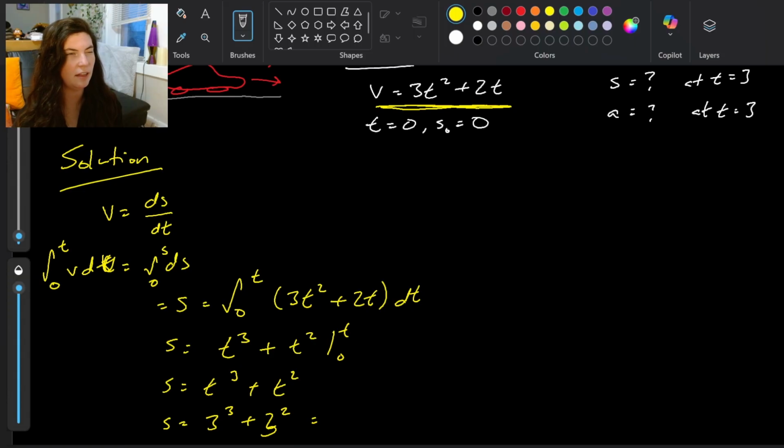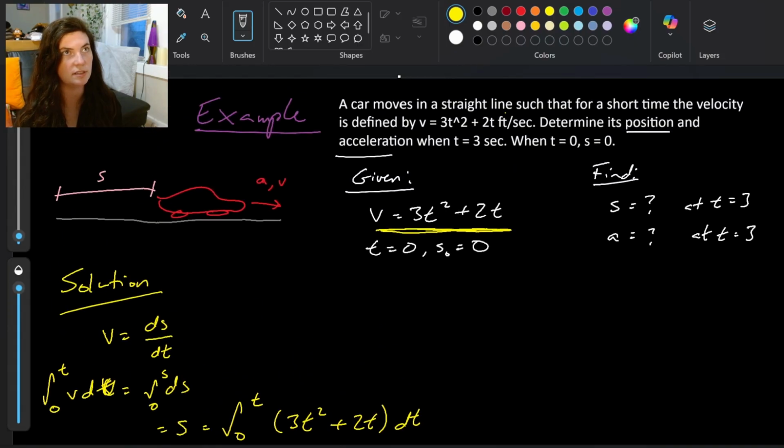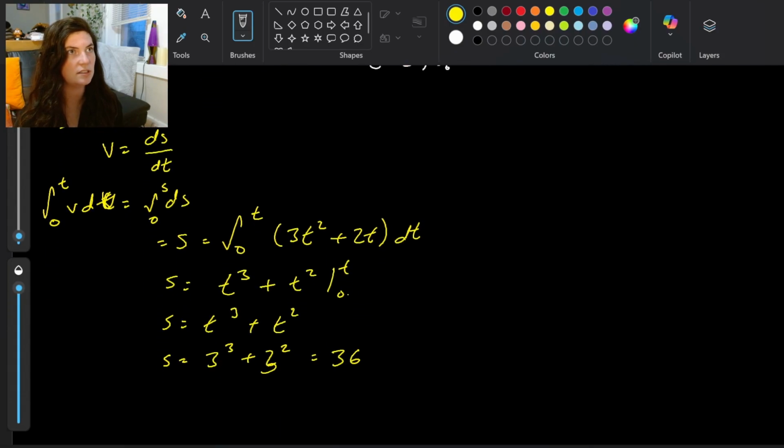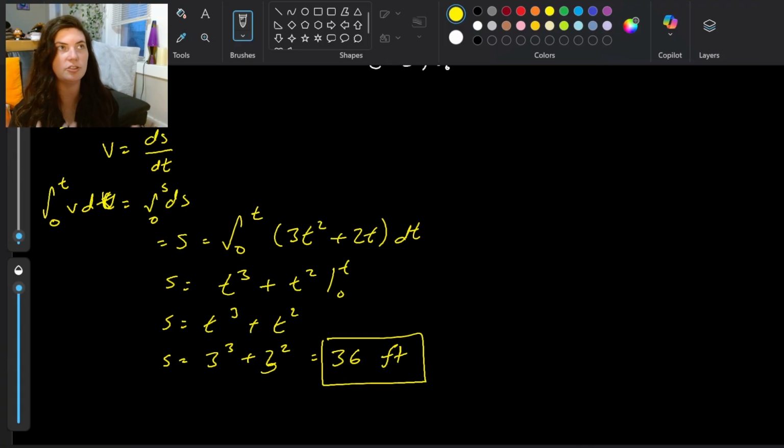Means my position at 3 seconds, when I plug that into the calculator, is 36, and pay attention to units. Note that our units were given to us in feet per second, which tells us that our position is going to be in feet. That's an F and a T. I know that looks like an H, but that's not what I'm going for. This is feet, FT. That looks a little bit better. All right, so simple as that. Just taking that relationship between position and velocity, performing an integral gives us position.